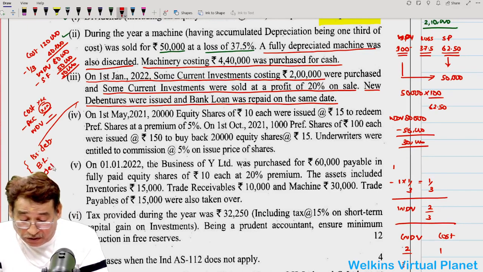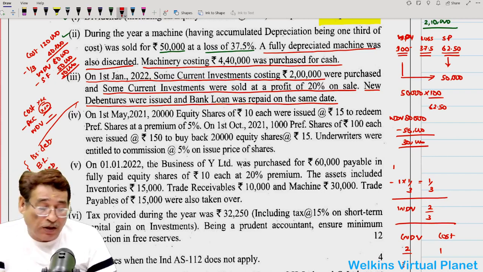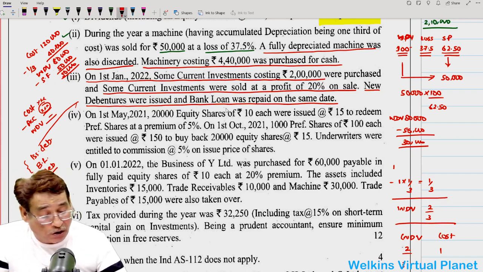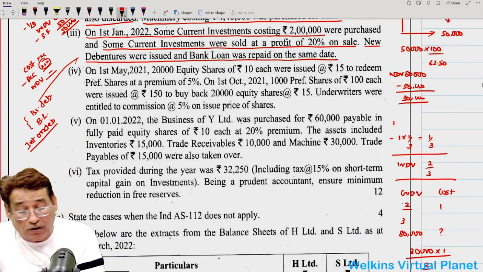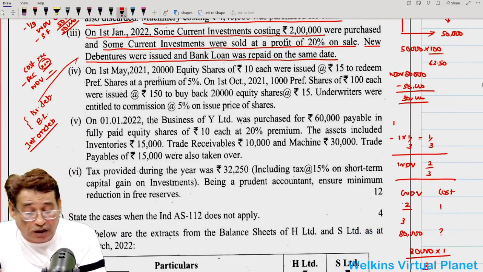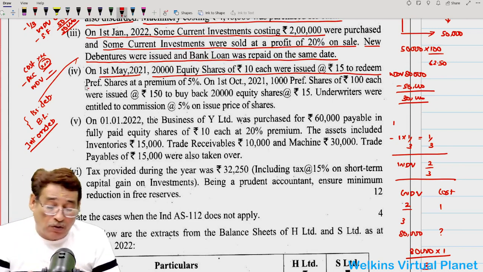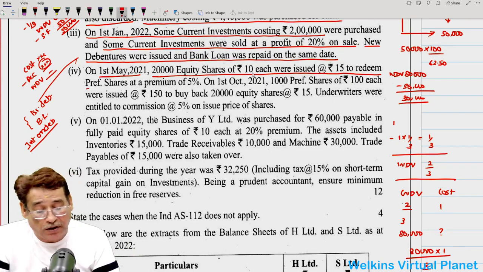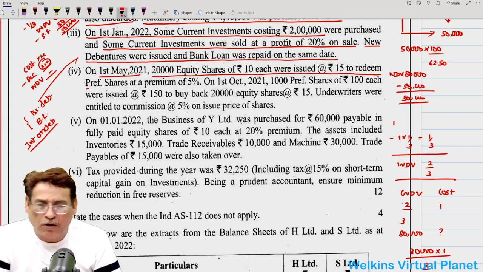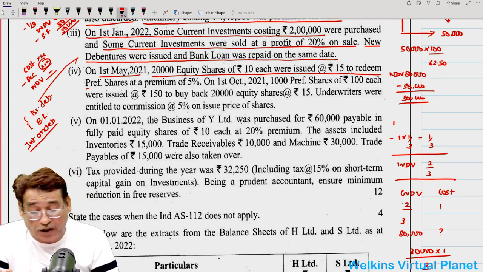Interest on debentures. How it will affect, I will let you know in a short while. Then the question also says that on 1st of May 2021, 20,000 equity shares of 10 each were issued at the rate of 15. So you are going to pass a simple entry: bank account debit, equity share capital account credit, security premium credit.